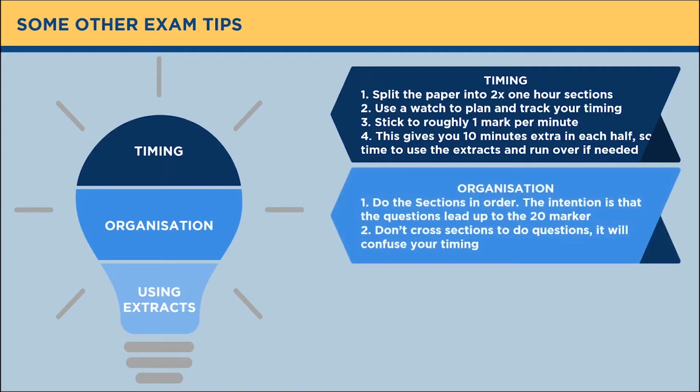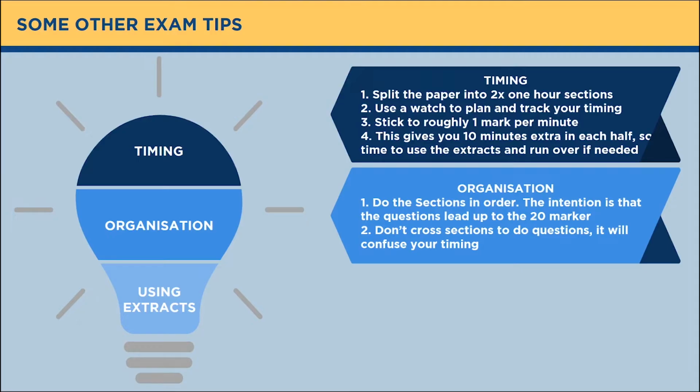In terms of organization, I've already mentioned this, but do the sections in order. I know that some students don't. Some students prefer to do the 20 marker first, but the intention when these exam papers are written is that these questions lead you up to the 20 marker. And by the time you get to the 20 marker, you've used a variety of different parts of the case study. You've got a pretty good idea of what the extracts are telling you, and therefore you're better equipped to answer the 20 marker. But if you are going to do things in a different order, make sure you don't cross sections.